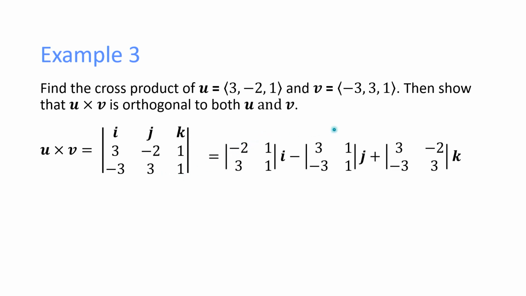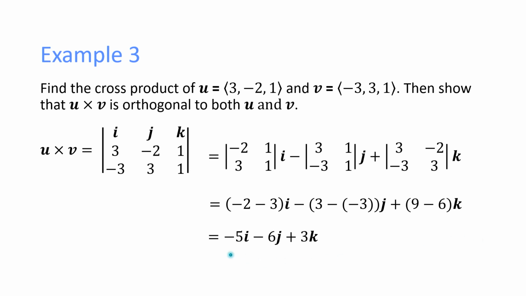And this would be the same as this form here. You would have to work out the determinants shown in this particular step. They would equal negative 2 minus 3 i, minus 3 subtract negative 3 j, plus 9 minus 6 k. This would simplify to negative 5i minus 6j plus 3k, and that's the same as negative 5, negative 6, and 3.